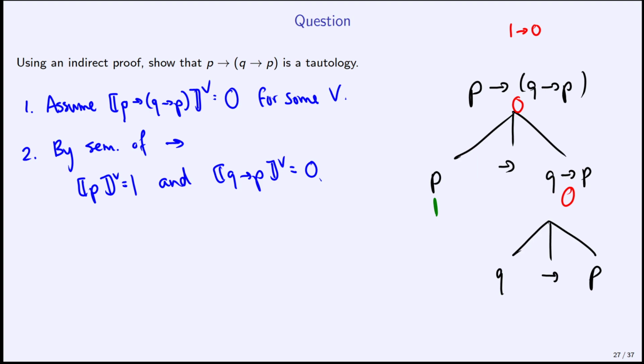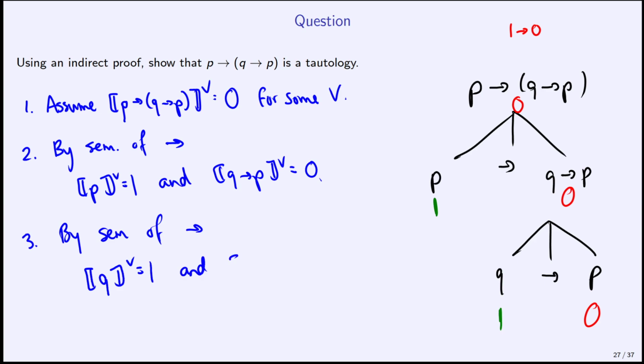So Q arrow P, when is that false? It's false when the antecedent is true and the consequent is false. So we should have Q equals 1 and P equals 0, and that makes the conditional false. So in step 3, same reasoning by the semantics of the conditional, we know that Q is true and we know that P is false.